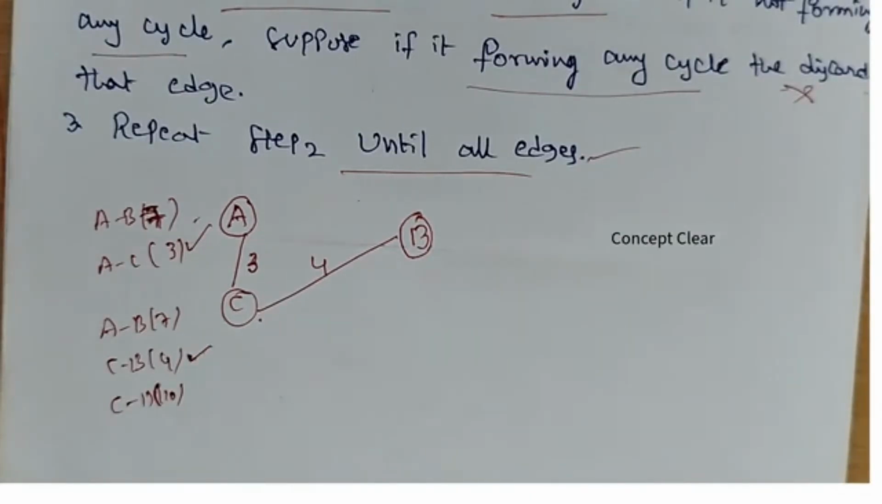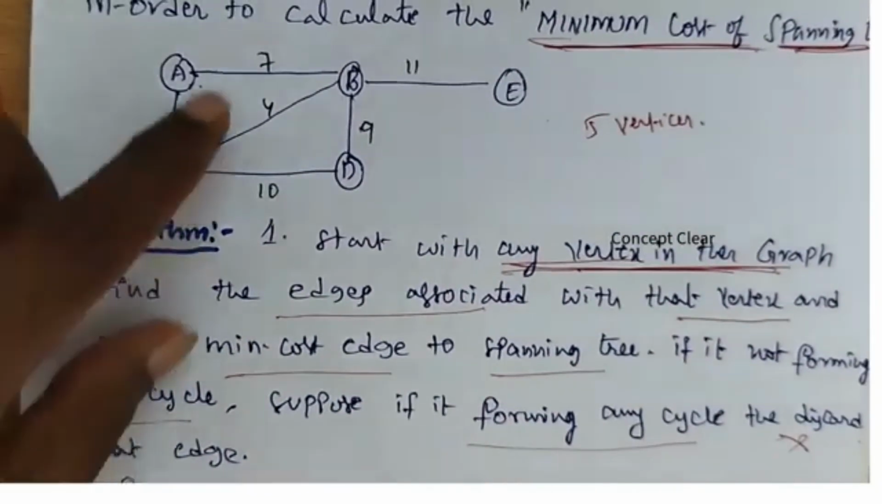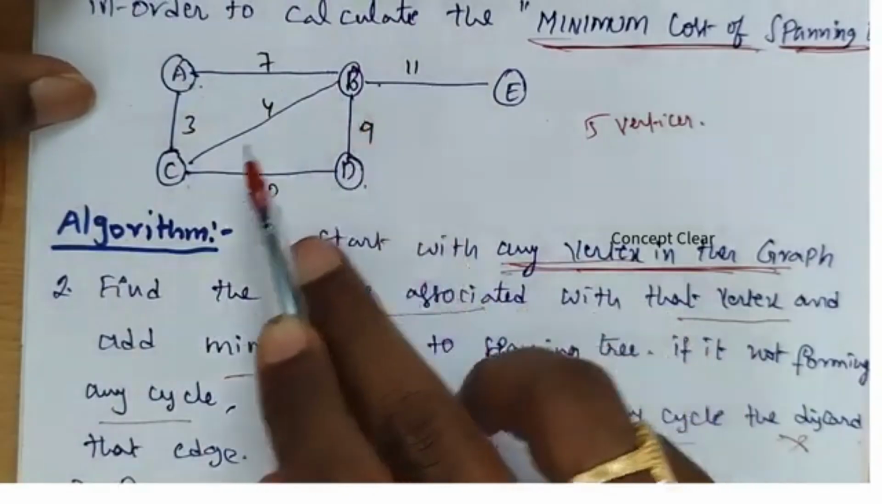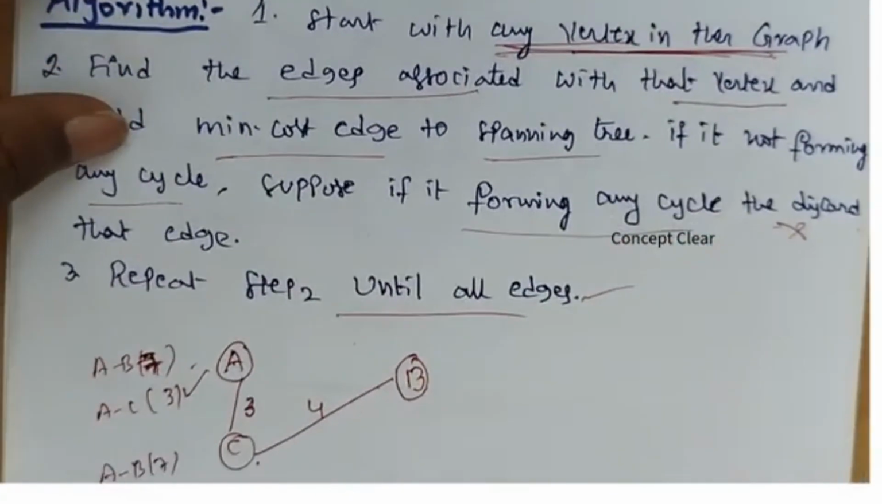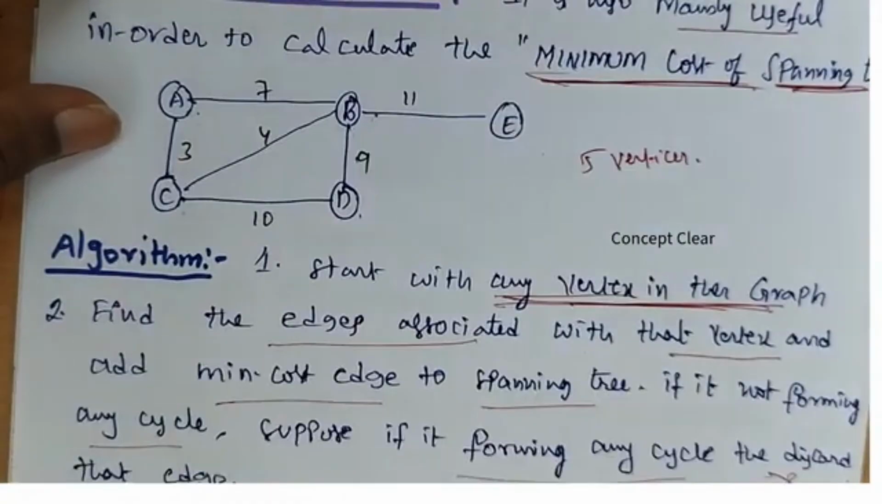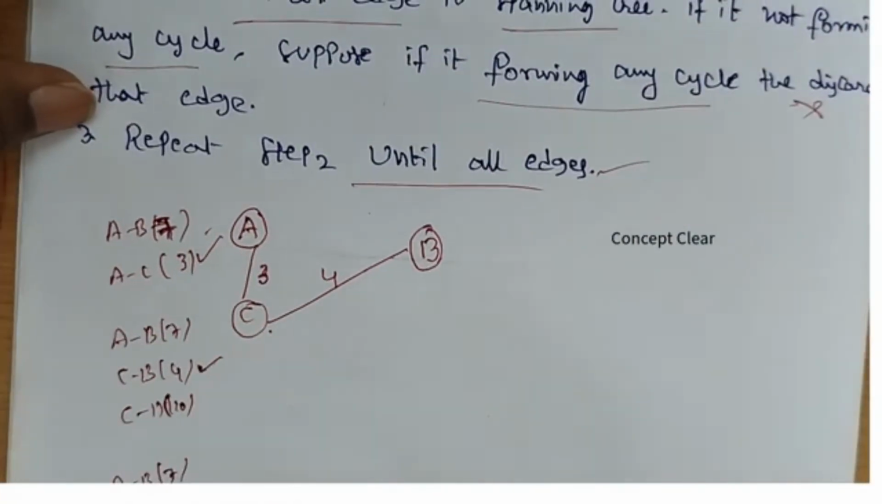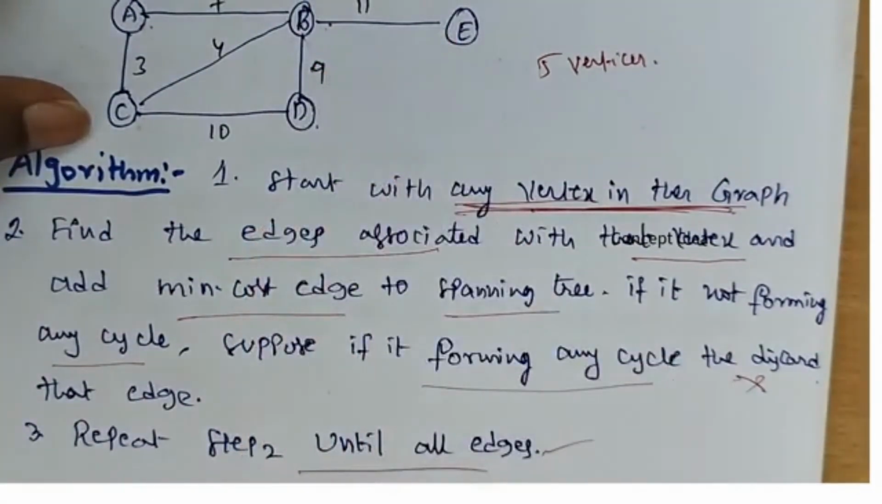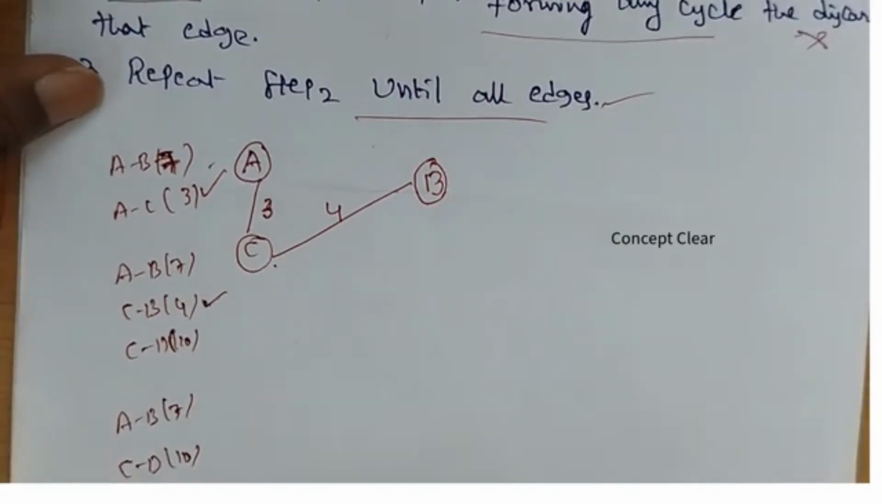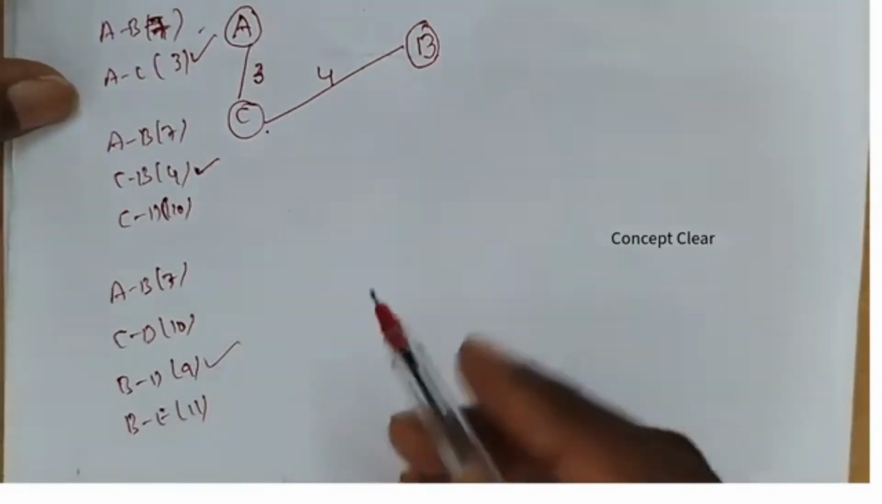Again we have to check the next vertex. We have to check B. At B, what do we have? B contains A to B 7, B to E is 11, B to D is 9, and B to C is 4. Again, what are the possible edges we have? A to B is not valid previously, so I am writing here C to D is 10, B to D is 9, and B to E is 11. Now which one will be least? 9 is the least, so I am drawing here B to D.